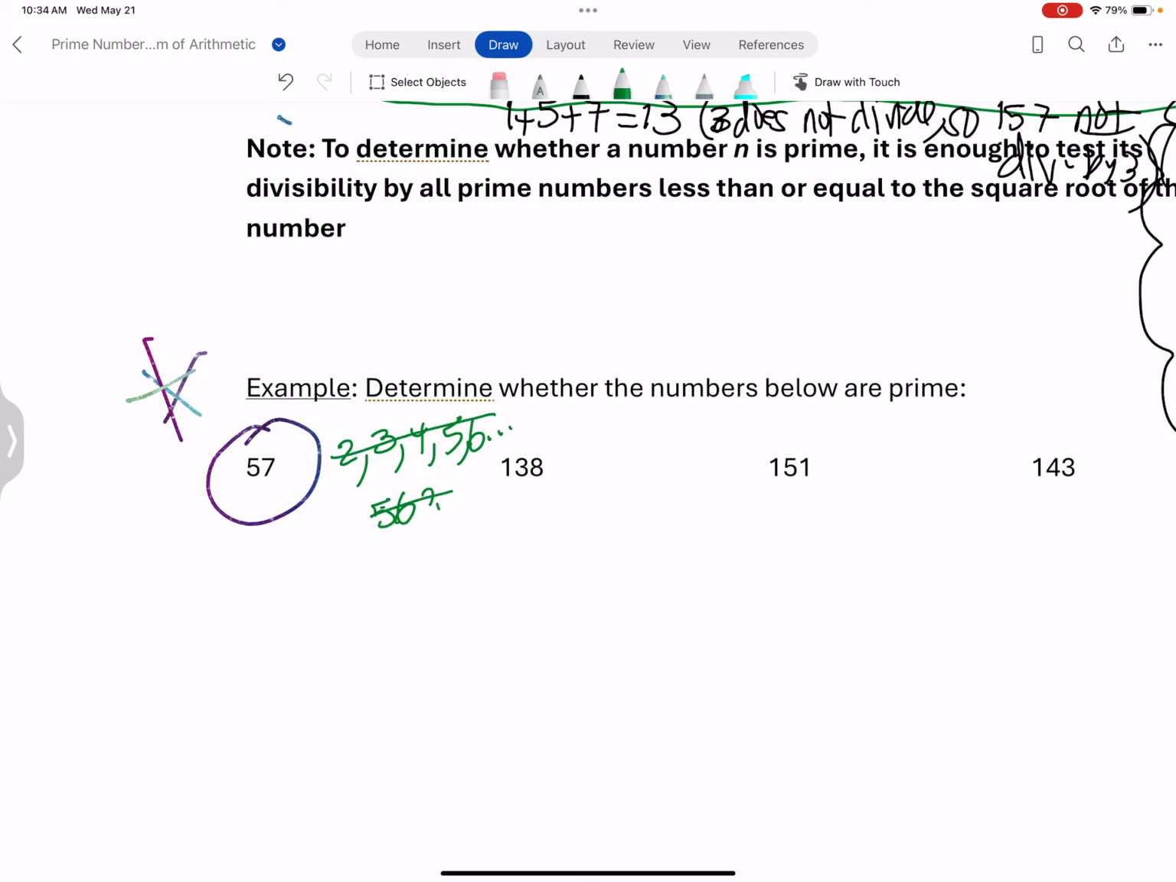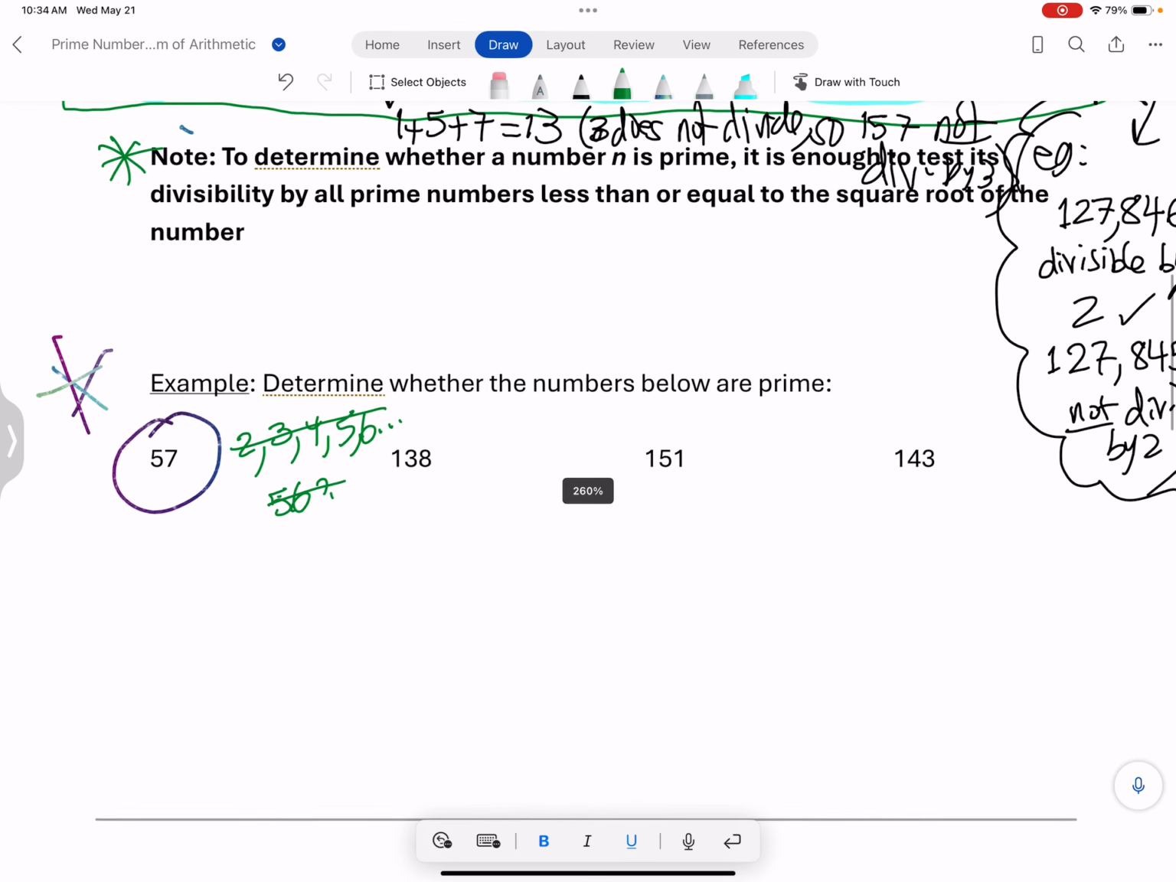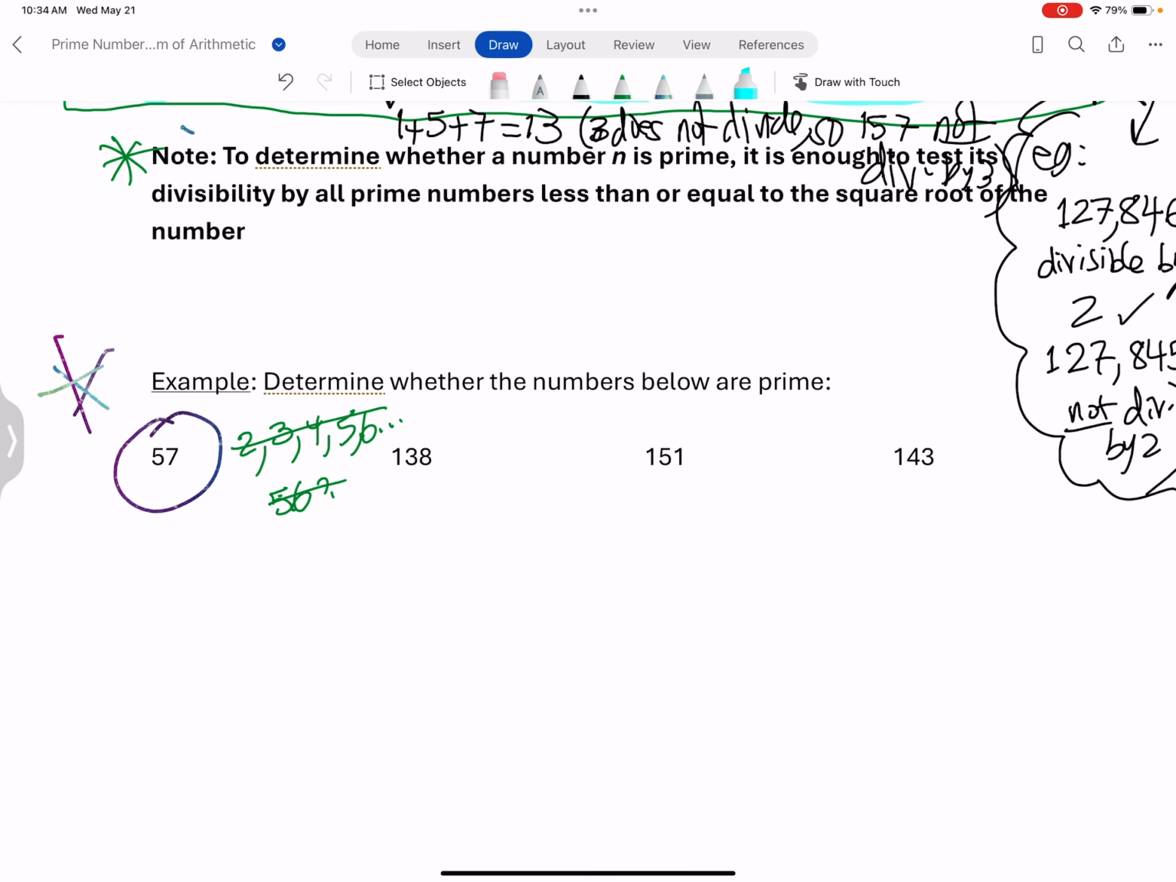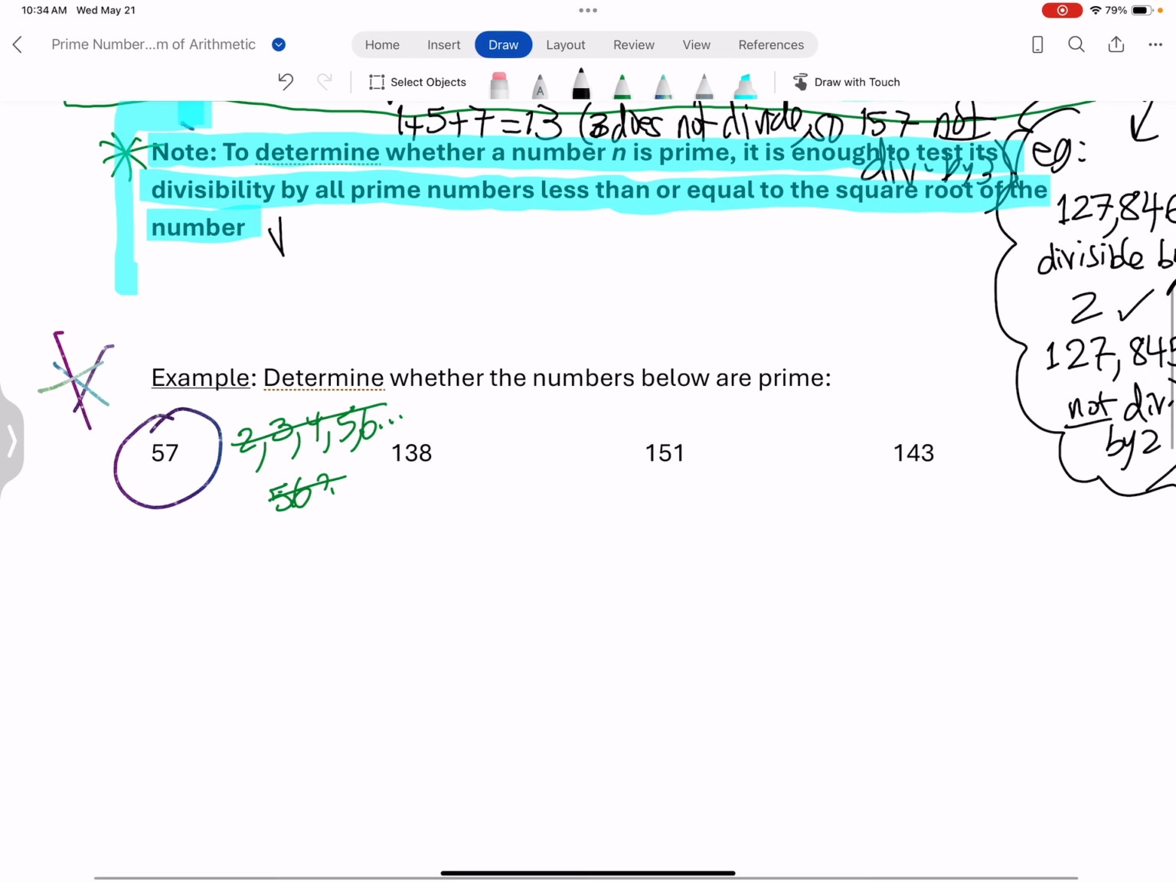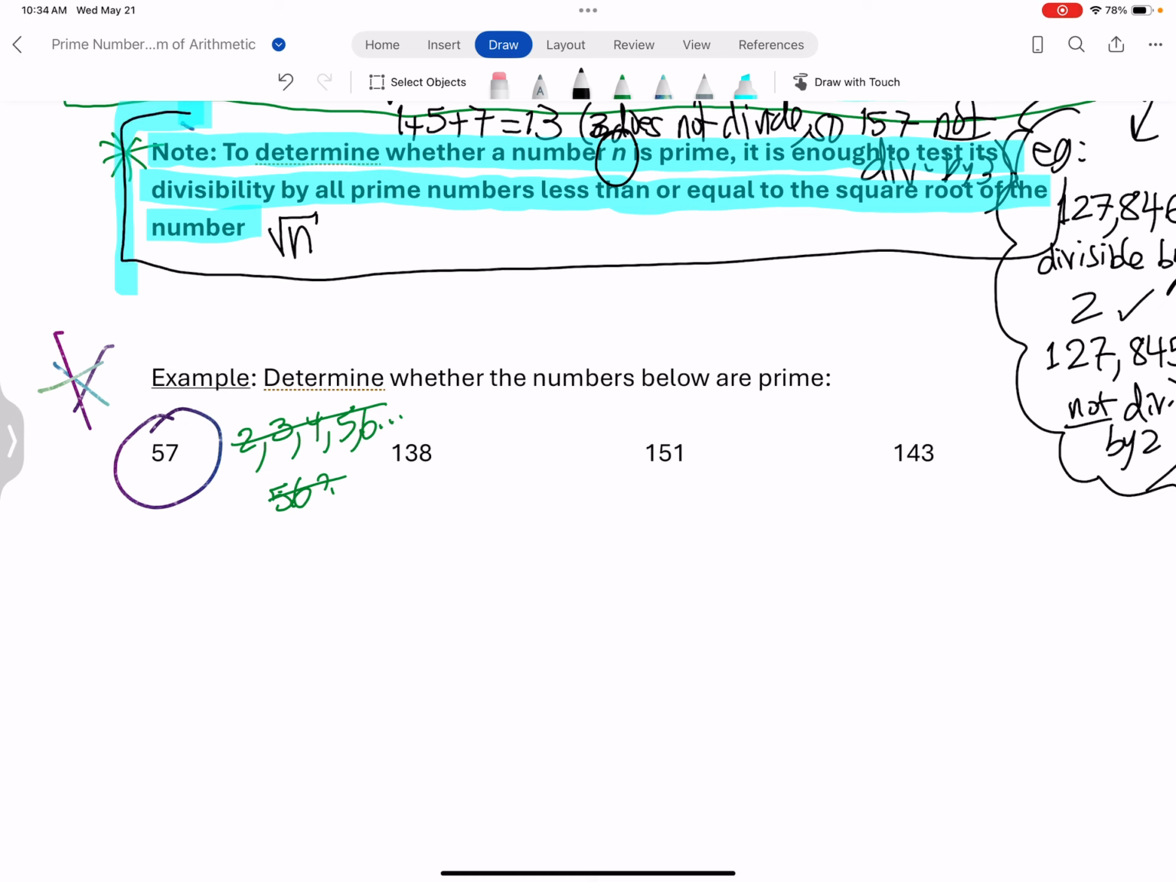So what this note does, it tells you the bare minimum you have to do to tell if it's prime. I don't really have to do all that work that I described. It says, to determine whether a number n is prime, it's enough to test its divisibility by all prime numbers less than or equal to the square root of the number. So I'm going to write the square root of n, because the number you're interested in, in general, would be n. They're very clever. n for number. Wow. Math people are so creative.